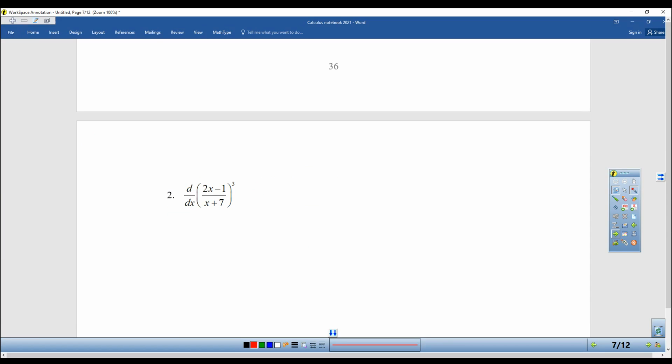Number 2, you can jump straight to the answer. There's no y prime or f prime. They're saying, what is the derivative of this? So over the years, we've tried this a bunch of different ways. Some people think, oh, I'll separate it into 2x minus 1 cubed over x plus 7 cubed. I've done it that way, and then I've used quotient rule. Some people change it to 2x minus 1 cubed times x plus 7 to the negative 3, and then they use product rule. And that's also good.